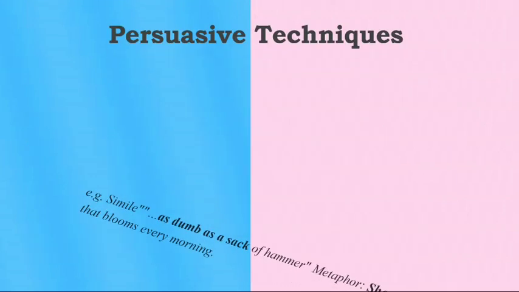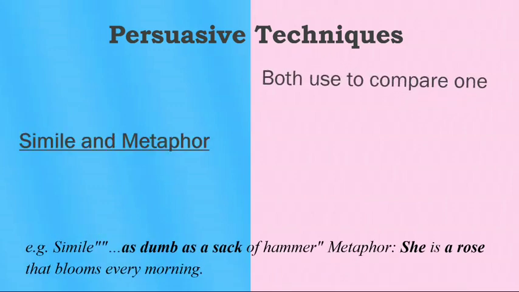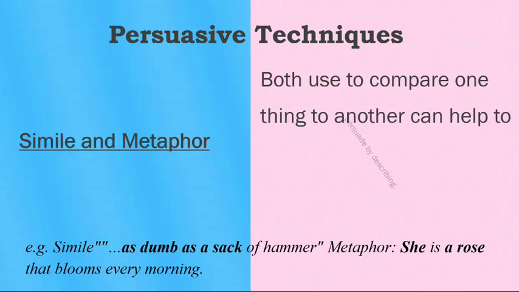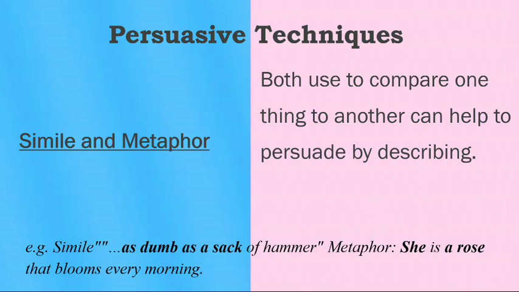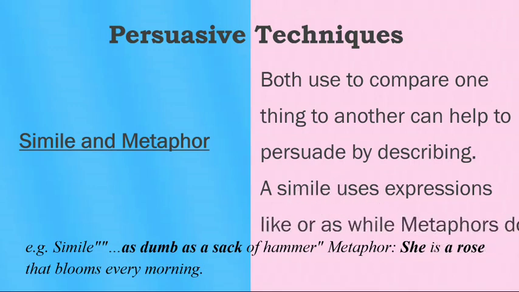Next is simile or metaphor. Both are used to compare one thing to another and can help to persuade by describing. Example, simile: As dumb as a sack of hammers. Metaphor: She is a rose that blooms every morning. These are examples of simile and metaphor.